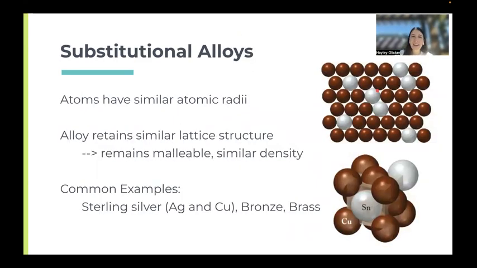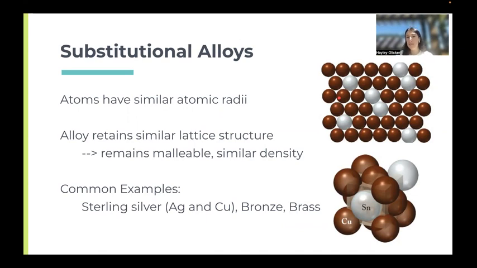Substitutional alloys are when atoms of our different metals have similar atomic radii. So if we take a peek here between tin and copper, they have a relatively similar size. So if we had an alloy, which means it's a mixture of copper and tin, because they're the same size, they retain a similar lattice structure that can stack right next to each other and not really fit in the crevices of our lattice, which ultimately makes them remain malleable, meaning they can be movable or changed. And ultimately, they have a similar density. The reason they have a similar density is because the atoms are spaced out similarly across the whole alloy.